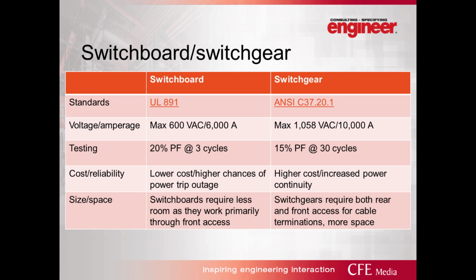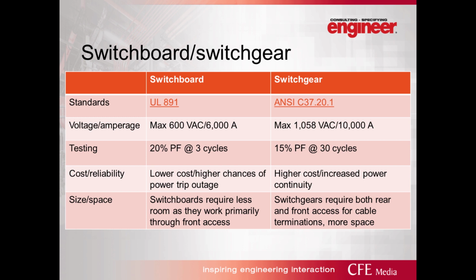The biggest differences are standards, voltage ampere rating, short circuit testing, cost, reliability, and the size. There are also many other differences, such as breaker types used in each and interruption ratings, but since this is only an overview of the major components, we'll be focusing on the big ticket items. The low voltage switchgear follows ANSI C37.20.1 IEEE standards for a metal enclosed low voltage switchgear. The switchboard follows UL 891.